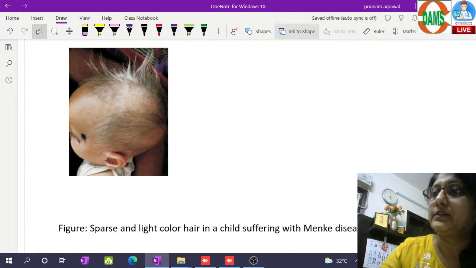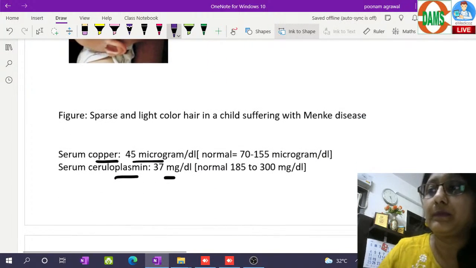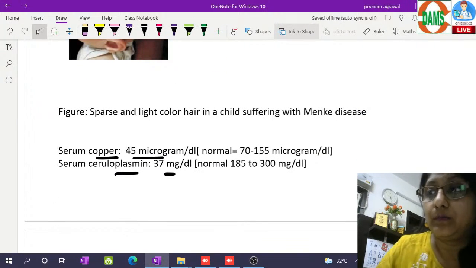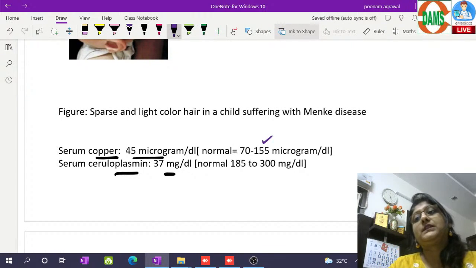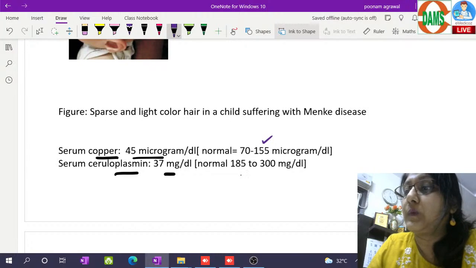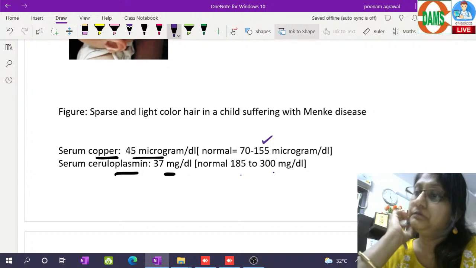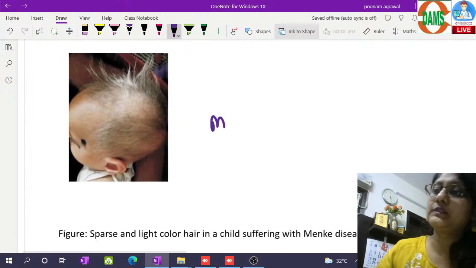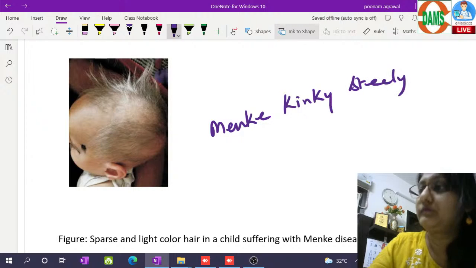Yes, Nitin, you're right. It's Menkes kinky hair disease. When they're talking about copper, low level of copper in the plasma, low level of ceruloplasmin. See, the normal copper is 70 to 155 microgram per deciliter, but this child is having less than 50. The ceruloplasmin normal is 185 to 300, but now it's less than 50. So it's Menkes, because Menkes is kinky, steely hair syndrome.